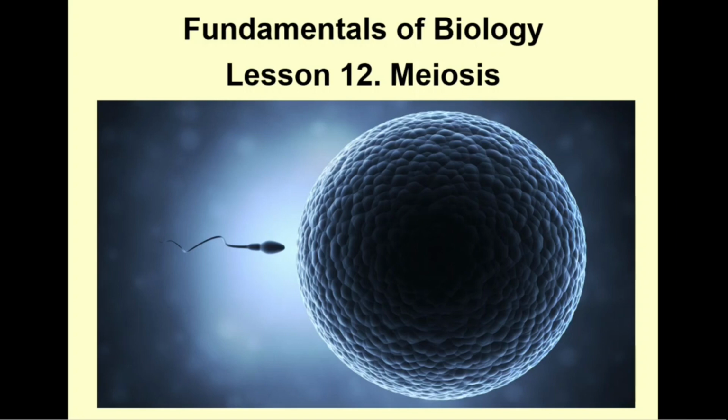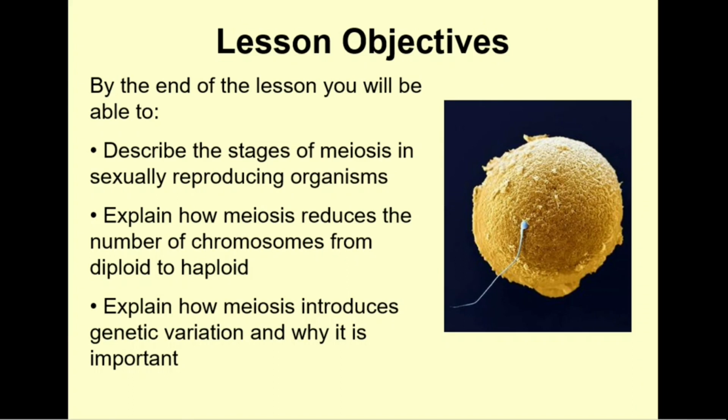So this follows on nicely from the previous session where we looked at mitosis. If you remember, mitosis is the division of our somatic cells, so our body cells, whereas meiosis is the production of gametes. We can see in the picture on the slide our gametes: a sperm on the left-hand side, and on the right-hand side an egg, or to give it its correct term, an ovum. What we're going to do in this session is have a look at how these are produced.